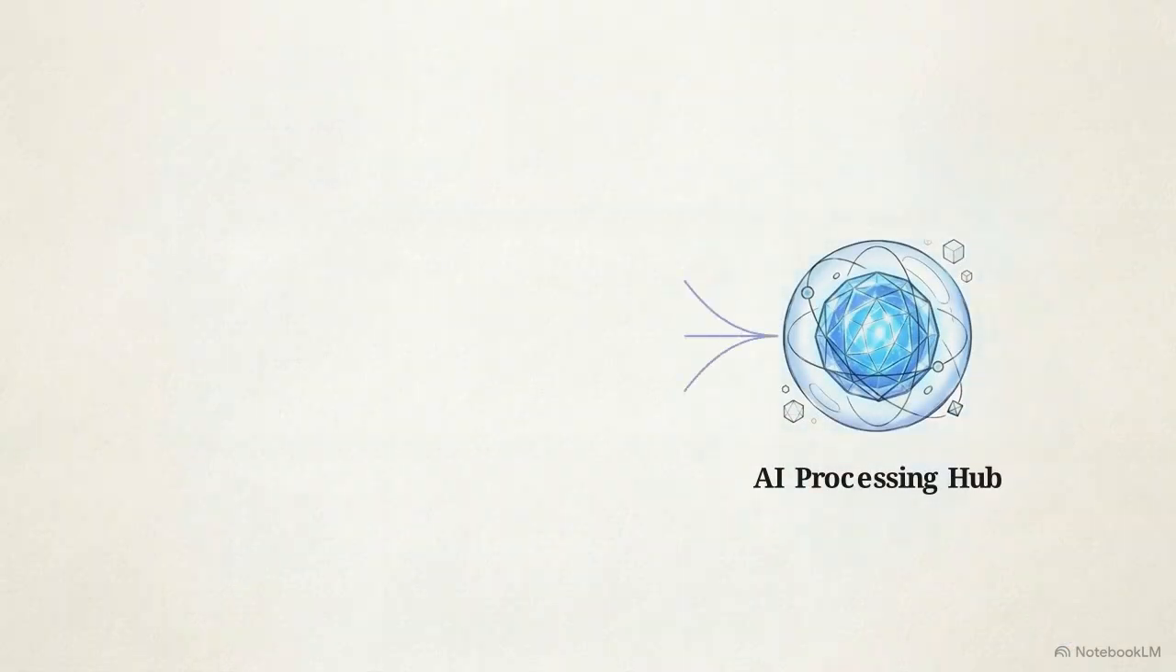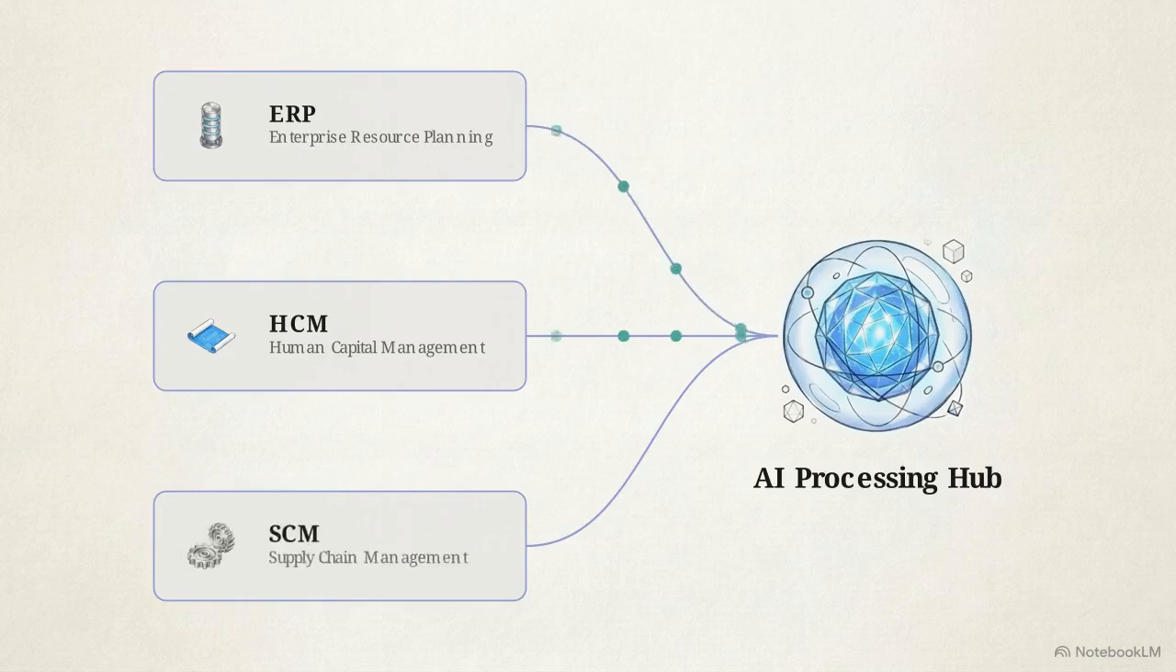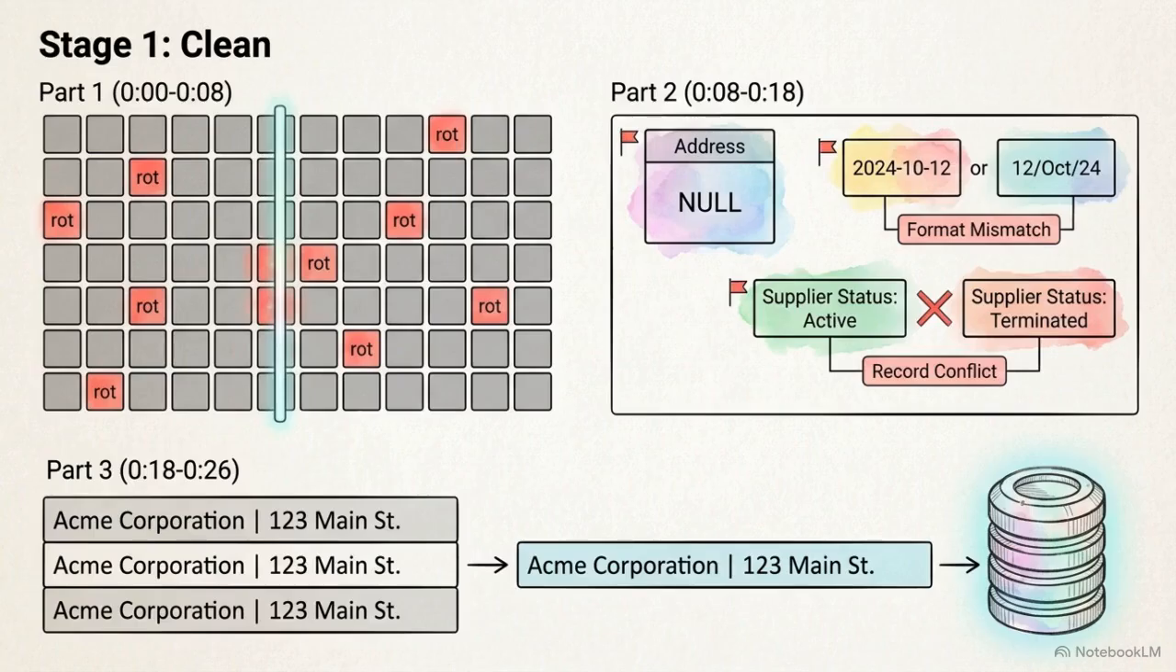To trust the answer the machine gives you tomorrow, you have to audit and correct the data flows today. Let's begin the audit where the information originates. We have to look directly at your primary source systems, your enterprise resource planning, human capital management, and supply chain applications. Step 1 is getting the data clean.